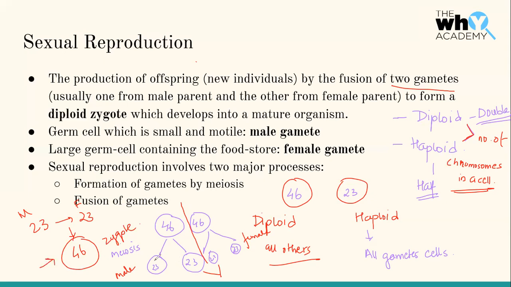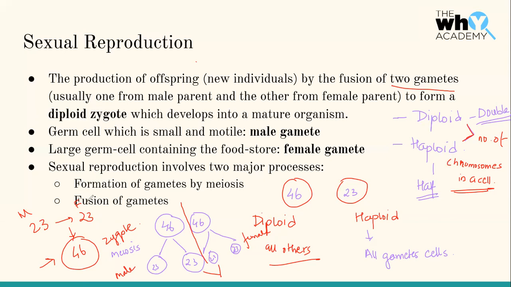Why is this done, if you would ask? If there were 46 and 46, when they fused together they would have given rise to double. What is double of 46? 92, right? They would give rise to 92 chromosomes. That would lead to an error. You can't have that many chromosomes. You usually have 46 chromosomes.